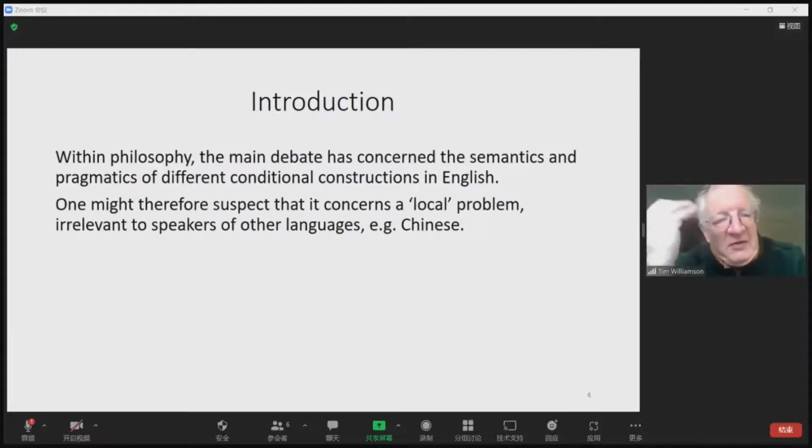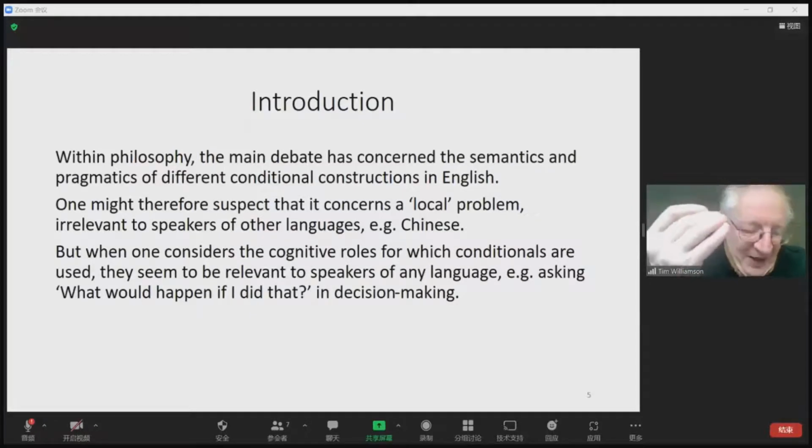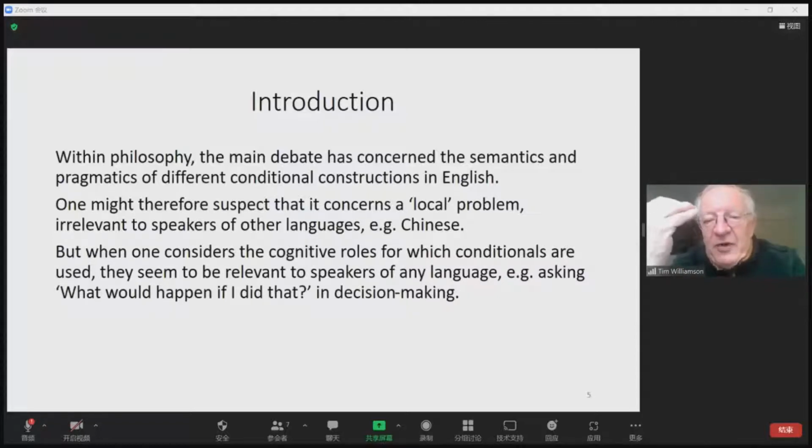That's already a hint that it's not a local problem, but one might therefore suspect that it concerns a local problem, irrelevant to speakers of other languages, for example, Chinese. But of course, there are conditionals in Chinese, and my impression from outside is that they're not so different from conditionals in English, and when one considers the cognitive roles for which conditionals are used, they seem to be relevant to speakers of any language.